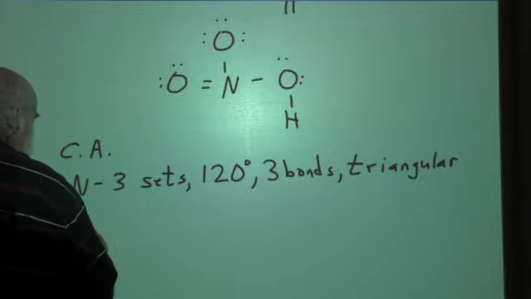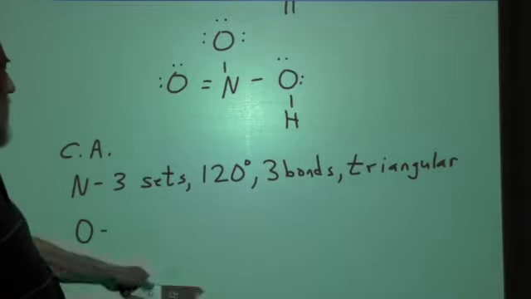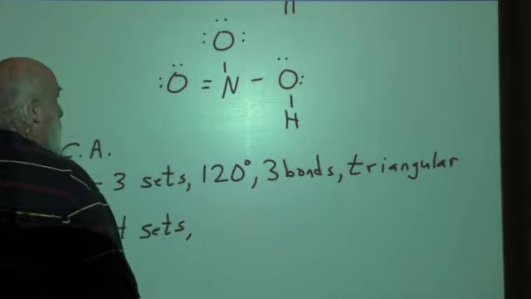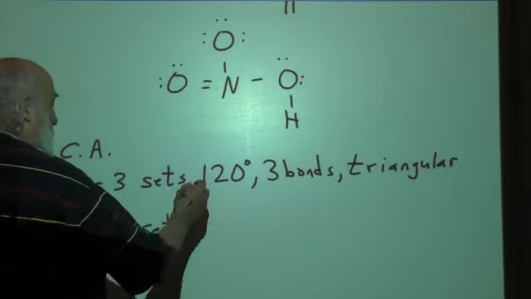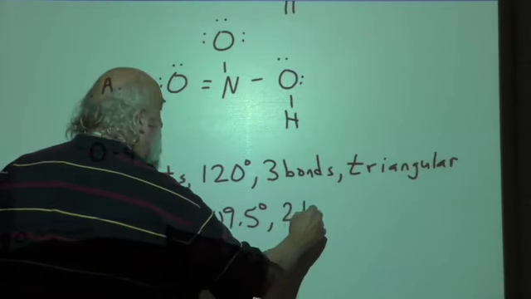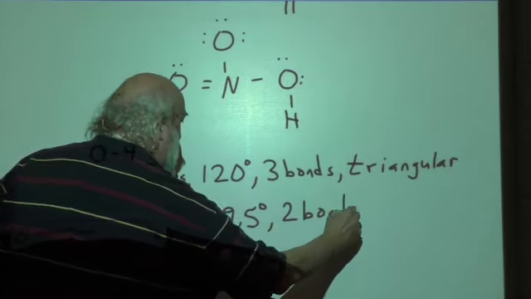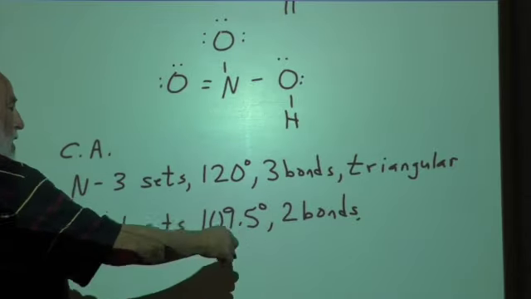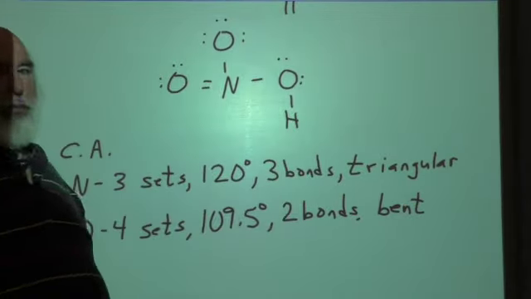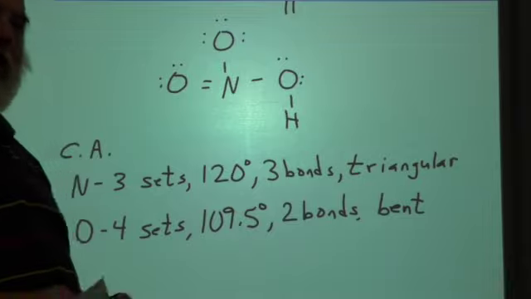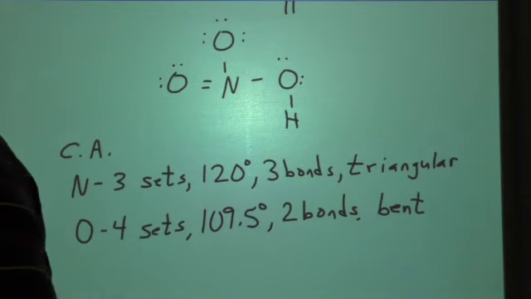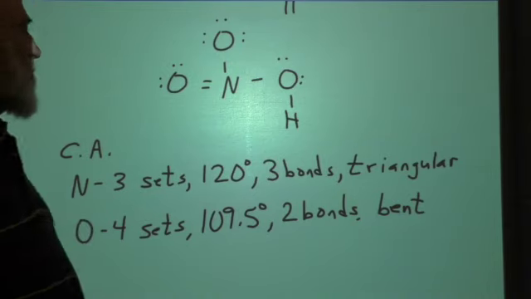Oxygen here. Oxygen has 4 sets of electrons around it. They have two bonds. Oh, I'm sorry. Automatically that's 109.5 degrees. They have two bonds, the hydrogen and the nitrogen. And when you have four sets and two bonds, it is bent. And I will tell you this: in oxyacids, any hydrogen-oxygen bond is going to be that set of answers every single time. So you don't have to work too hard for that.